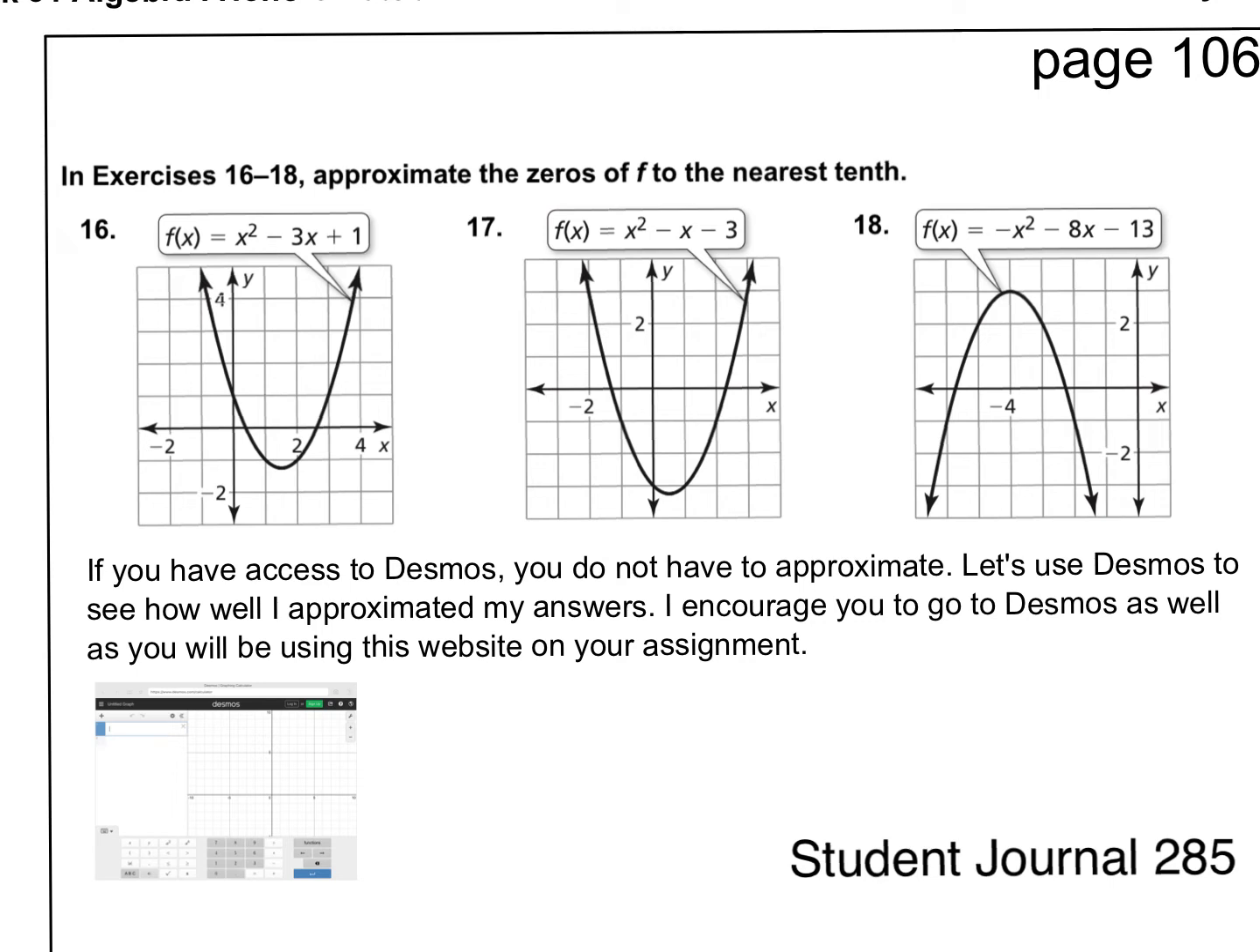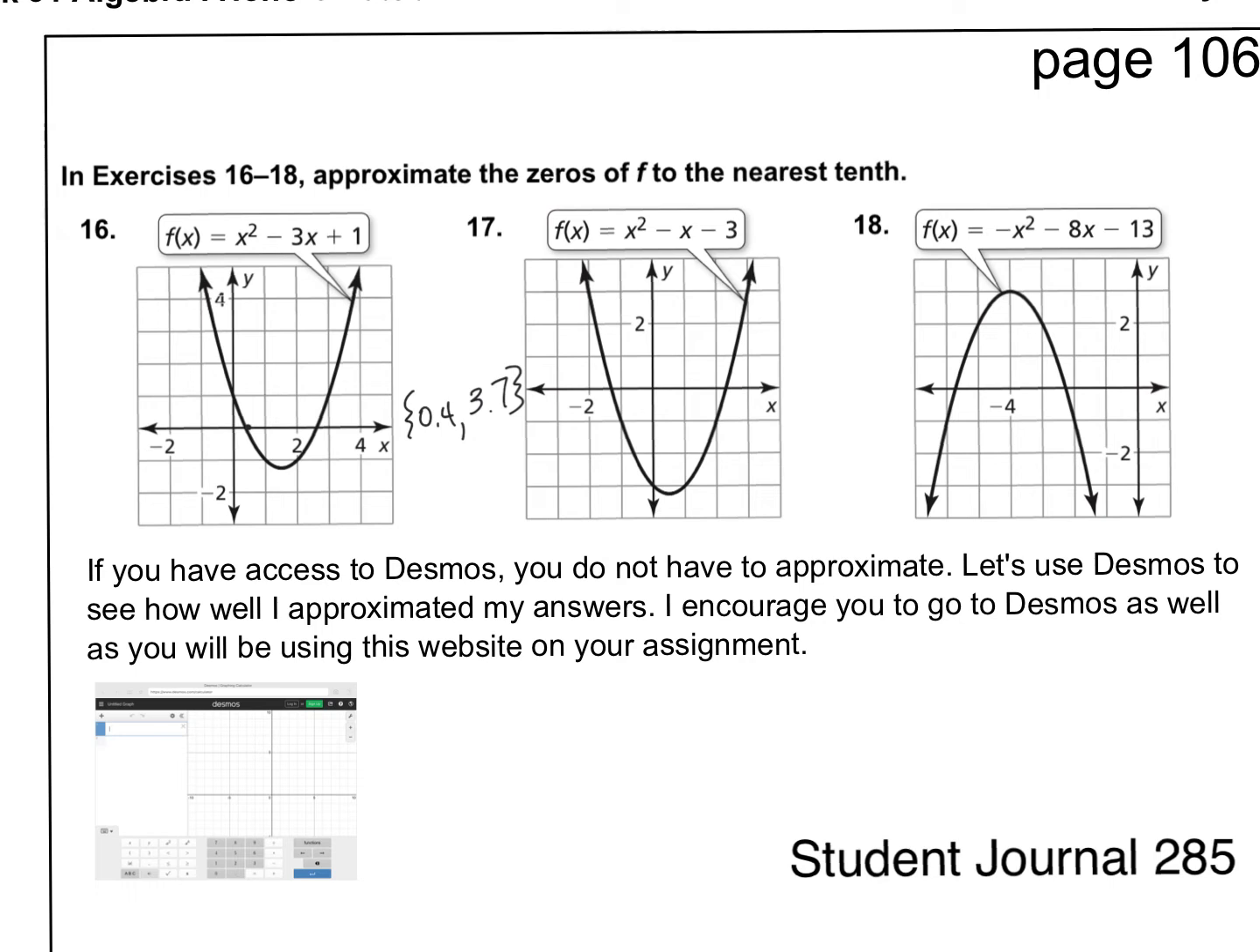My graph is going by ones. This appears to be less than halfway, so I'm going to say 0.4 is one solution. And then 3.7 is the other one. We'll see how well I approximated in just a second.